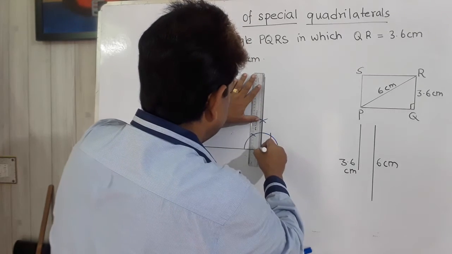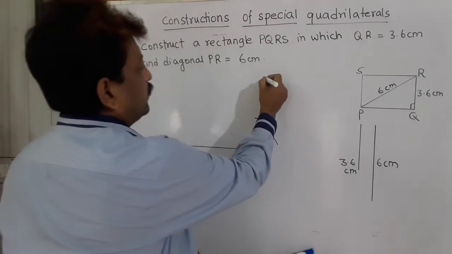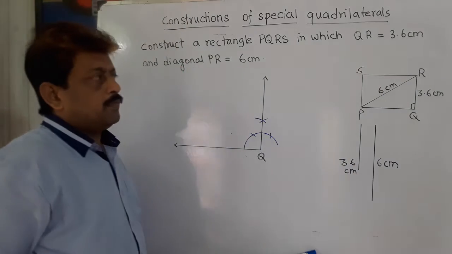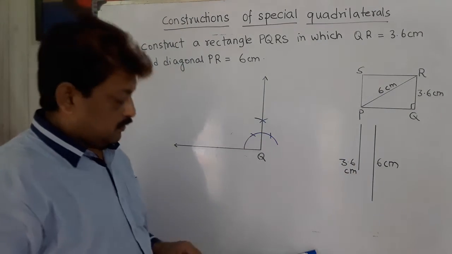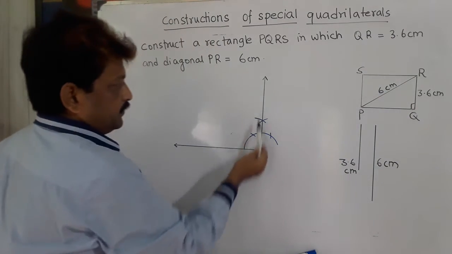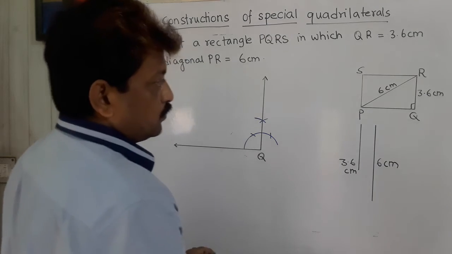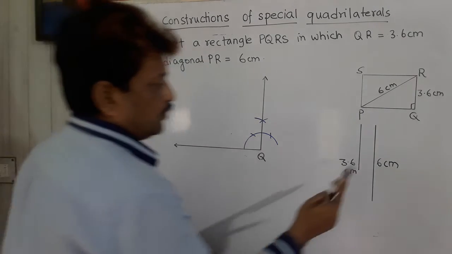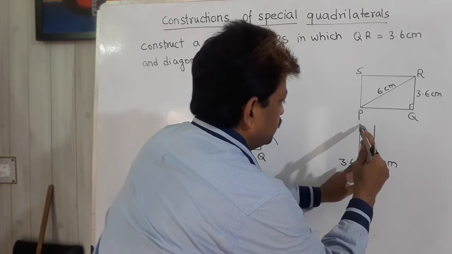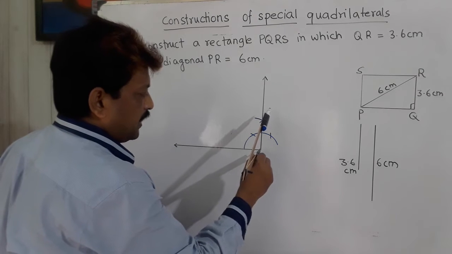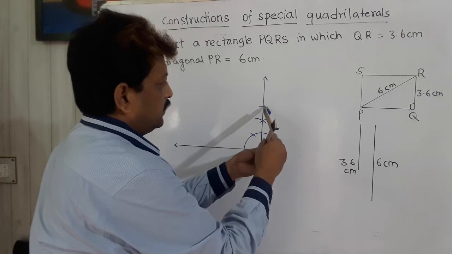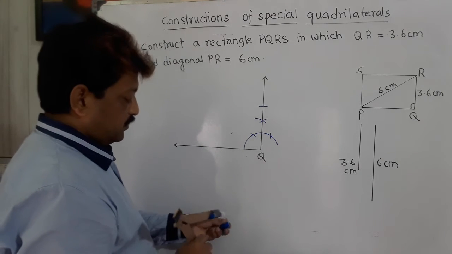This is 90 degree. First let me find R. The point R, the vertex R is on the 90-degree line, here on this line. So QR is 3.6 centimeter. Let me take this length 3.6 centimeter. Placing the compass at Q, an arc is drawn to cut the 90-degree line at R. So this is point R.